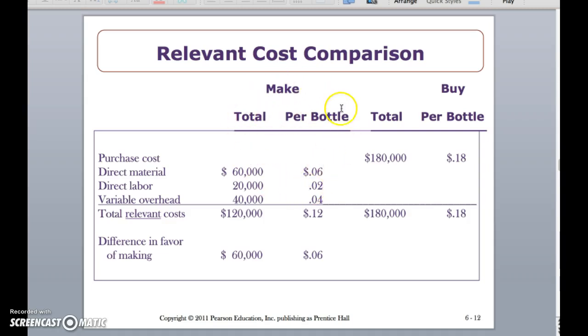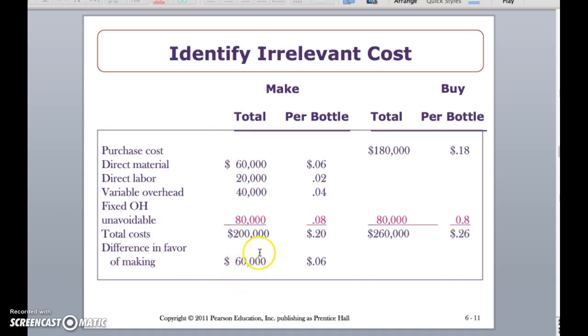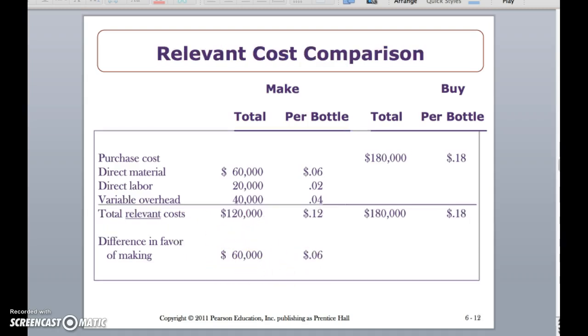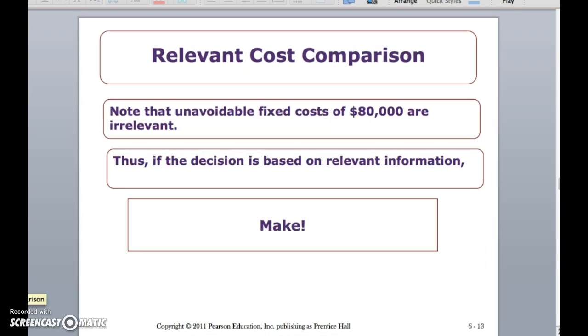So we can compare how much the company would pay if they make the product and if they buy the product. In this case, if the company makes the product, they would pay $120,000 as relevant cost and $180,000 as relevant cost if they buy. So again, the company would save $60,000 if they make, which is the same as the irrelevant cost comparison. So the company would save $60,000 if they make. Okay.